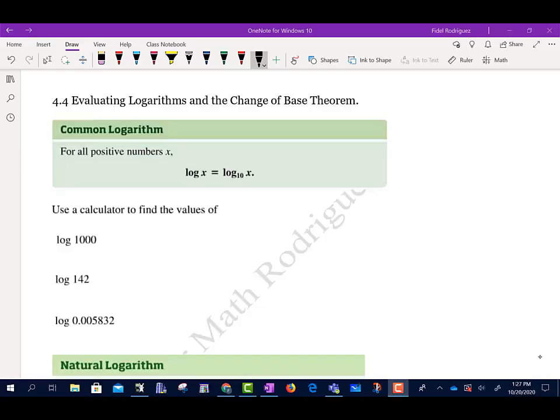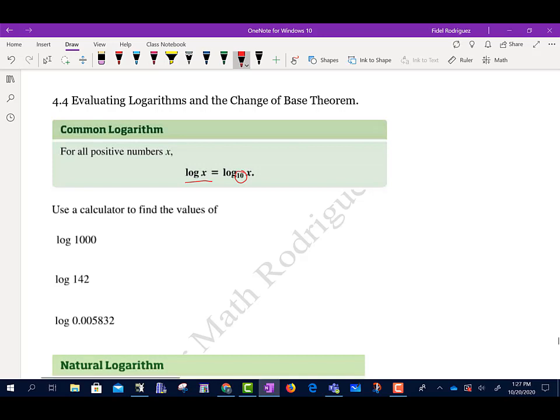Section 4.4 is evaluating logarithms and the change of base theorem. So we have something called the common logarithm, and it says for all positive numbers x, the log of x refers to the log base 10 of x. The one thing I really want to mention here is that when we don't see the base, when there is no number written down, the number is understood to be 10.